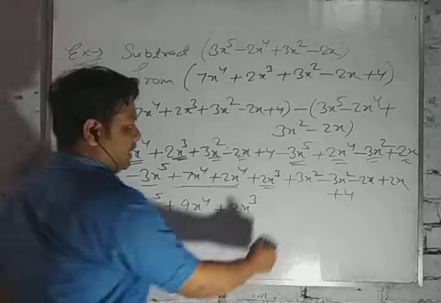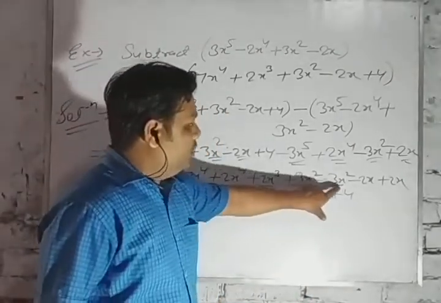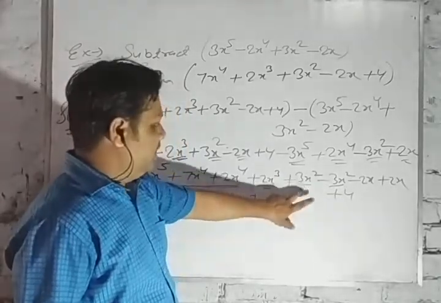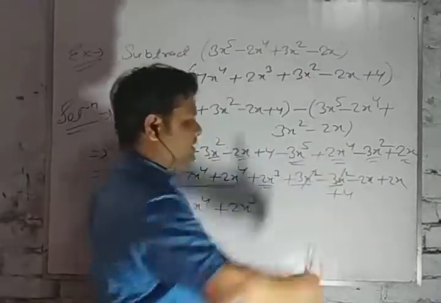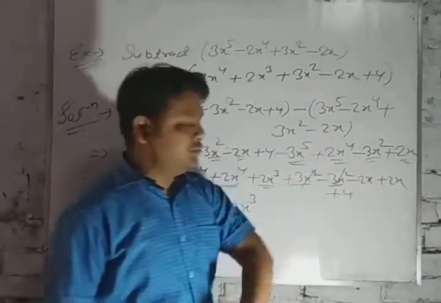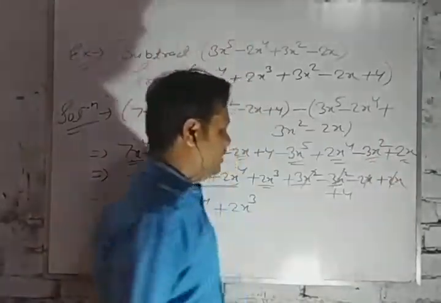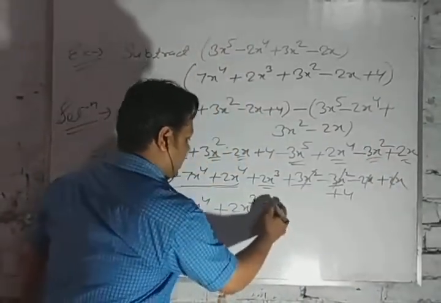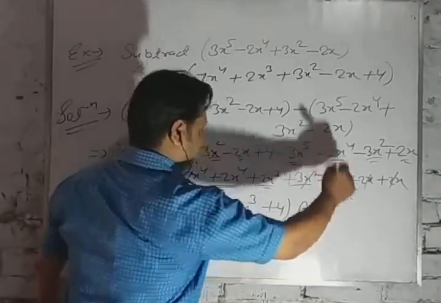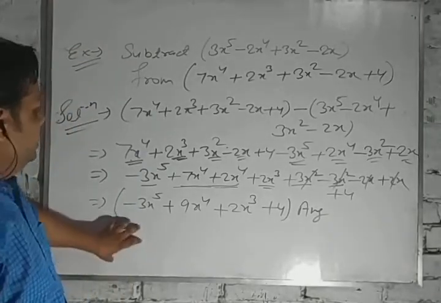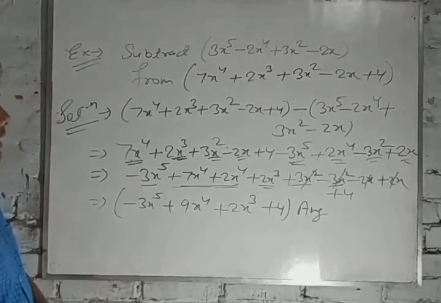Now x square. Here you can see plus 3x square minus 3x square. Both terms are the same, and one has a positive sign and one has a negative sign. It means we will cancel it. Now again see, minus 2x plus 2x. Again the same term with opposite sign, so it will also cancel. Now the rest one is plus 4, so we will write plus 4. So this is the answer. So we will subtract any two expressions by this method.